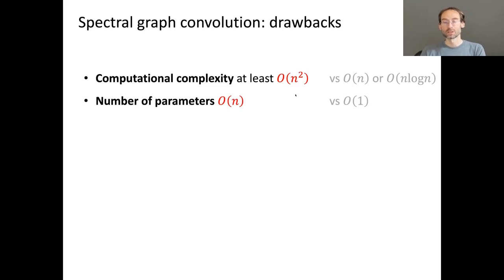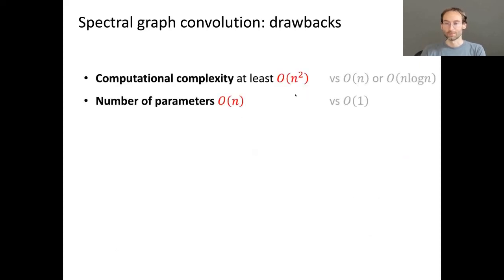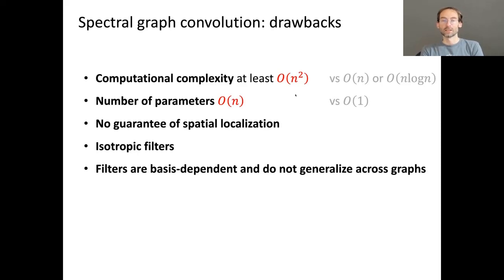The number of parameters is also problematic. Here we have order of n, so these are the spectral coefficients of the filter, the diagonal matrix that we see here, as opposed to order of 1 that we had before. We also have a few nasty things, like we don't have spatial localization of the filters that we had on grids. The filters are isotropic, so they don't have a notion of direction. We'll talk about it in a second. And probably the worst case is that the filters are dependent on the basis, and as a result, they do not generalize across domains. So I cannot compute a set of filters for one graph and then apply it to another.